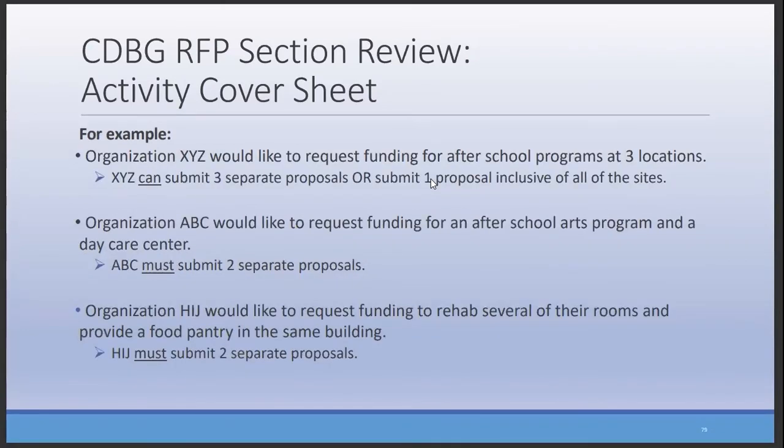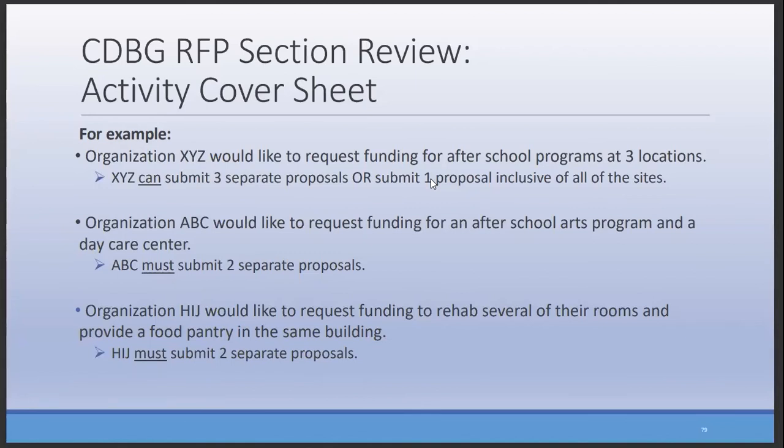Here are some examples to help you determine if your proposal should be one or many. An organization would like to request funding for an after-school program or after-school programs at 3 locations. In this situation, the activity is the same but being carried out in different places. Therefore, the agency can submit 3 separate proposals or submit 1 proposal inclusive of all of the sites.